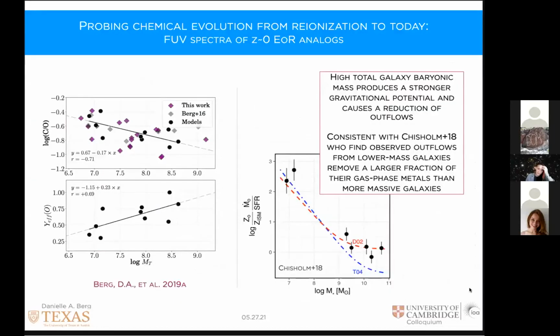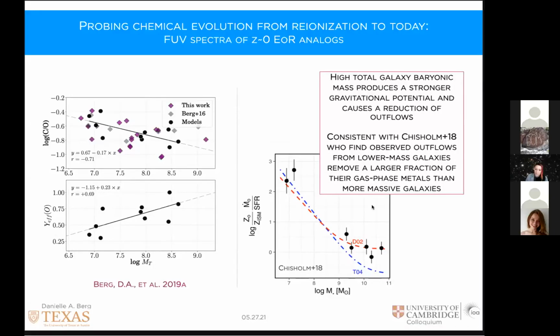And this is further supported by looking at this trend loosely with the total baryonic mass of these galaxies. We see a scattered, but general trend of carbon to oxygen that is decreasing as we go to larger masses. What that means is that the galaxy is holding on to more of that oxygen. And looking a little bit lower, the effective yield of oxygen goes up with higher mass, again holding on to more of that. That comes from our chemical evolution models and our observations.